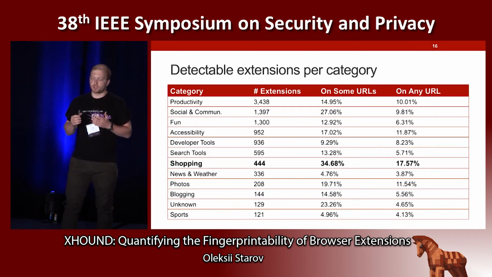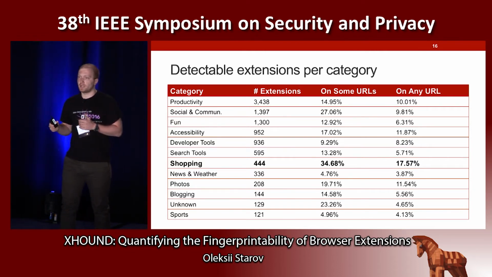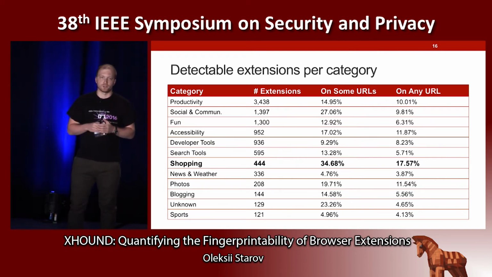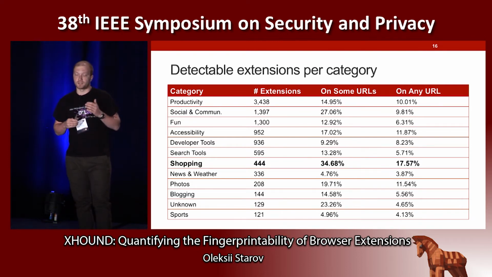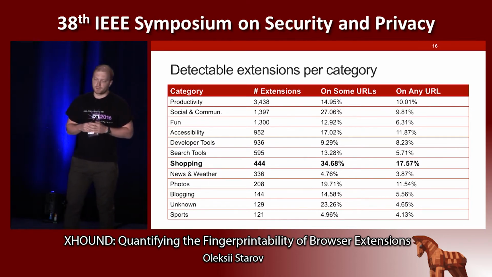We also analyzed detectable extensions per category. Here we see that shopping extensions are more fingerprintable, also on any arbitrary URL, and even more extensions on some popular URLs, because some shopping extensions are tailored to a particular online store. We also see social and communication extensions very detectable on some particular websites, particular social networks. And such extensions as universal ones, belonging to categories such as productivity, accessibility, photos, are likely to be fingerprintable on any arbitrary URL.